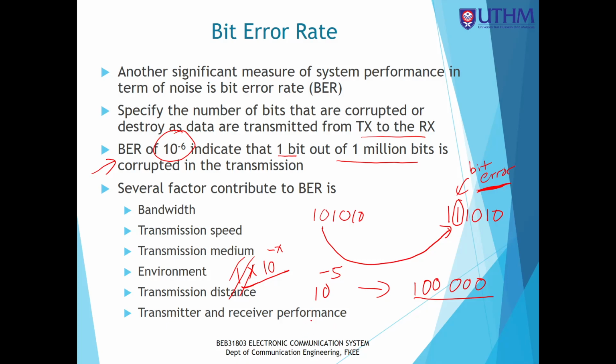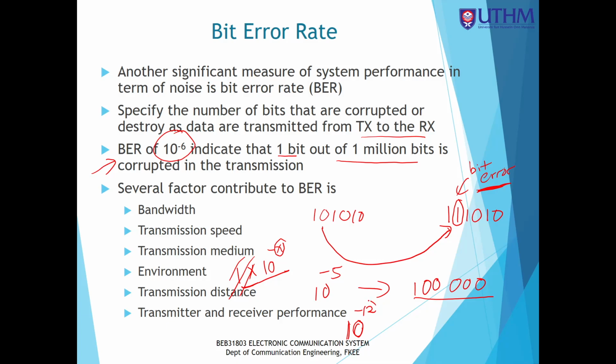Okay, so you see that the higher the magnitude over here, the better. Okay, for example, 10 power of minus 12. One bit out of 10 power of 12 is corrupted during the transmission, which is good compared to 10 power of minus 6. Because with 10 power of minus 6, we have one bit out of 1 million. Satu bit daripada 1 juta akan corrupted. However, if the bit error rate is 10 power of minus 12, one bit out of 10 power of 12 is corrupted. Daripada banyak-banyak bit, among the many bits that we send, only one bit is corrupted.